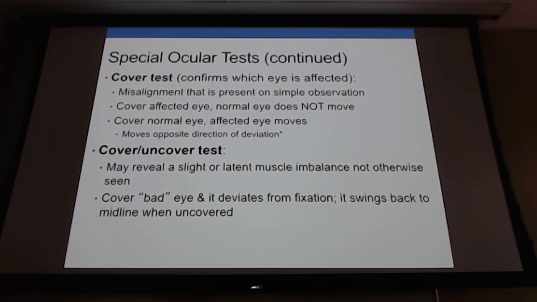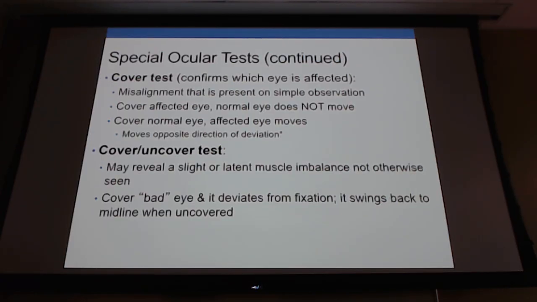What does the patient who's got a positive cover test present like? What do their eyes look like? They come in misaligned. They have a tropia. It's there all the time. So they truly have a tropia. For the cover test, you have the patient coming in with a tropia, and you're trying to figure out, is it the right side or the left side? That's what you're trying to figure out.